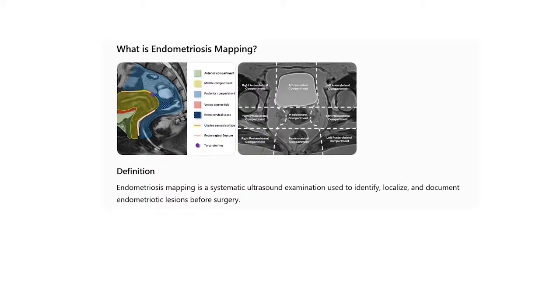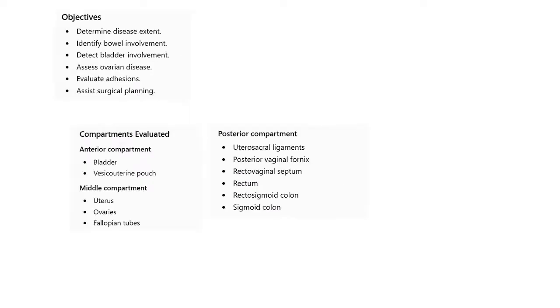Systematic way that we use now to identify, to localize, and then to document the endometriotic lesions or tissue that we see or that is found. So what are the objectives of endometriosis mapping? In this presentation, we are supposed to determine the disease extent and identify bowel involvement. Is bowel involved or not? Detect bladder involvement, assess ovarian disease, evaluate adhesions, and assist surgical planning.